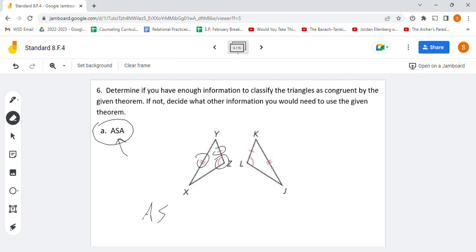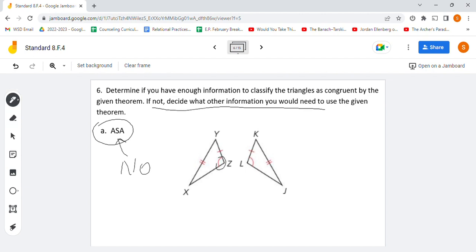But the question doesn't even ask about that one. Angle side angle, there is not enough information. Now, the second part of this is we need to decide what other information we would need if we were to use this one. And so angle side angle requires us to have two angles with a side in between.